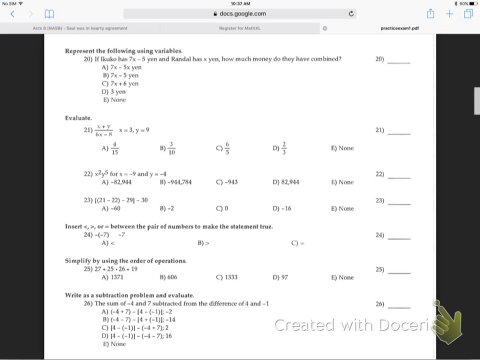Okay. If Kuko has 7x minus 5 yen and Randall has x yen, how much money do they have combined? It's weird. So one person has 7x minus 5, and the other has x, and what are we supposed to do? Add them, because we're combining, huh? Does that make sense? Add them, combine them. So how do you add those then?